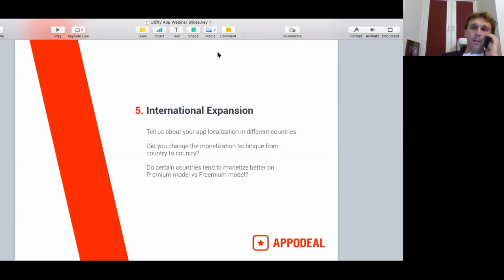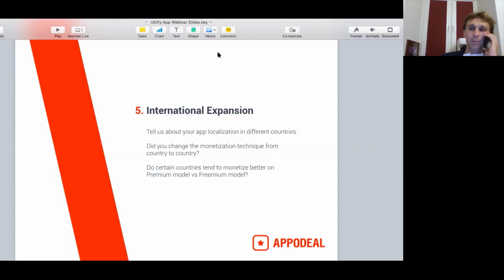Then we use Apple. So we sell maybe 5, maybe 10, maybe just from time to time 15% of our inventory to premium publishers, and then we go to Apple Deal and each ad network that we use there.